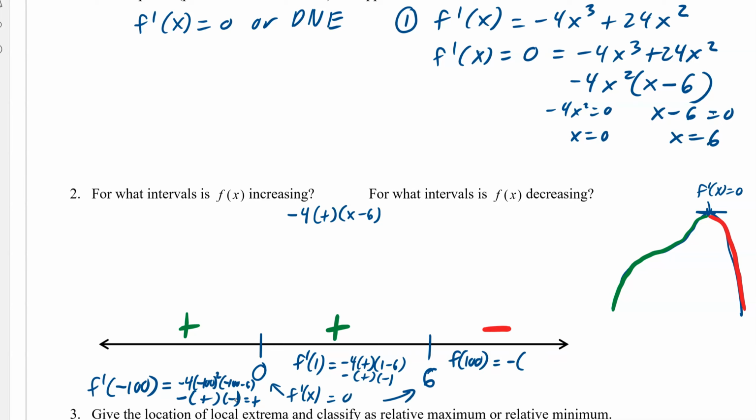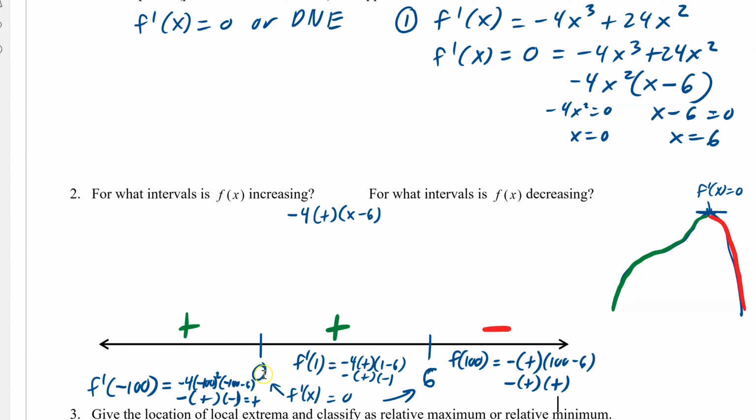So this would be negative times a positive, and then 100 minus 6. So that's negative, positive, positive. And so a negative times a positive is a negative. So we know it's increasing from negative infinity to 6.